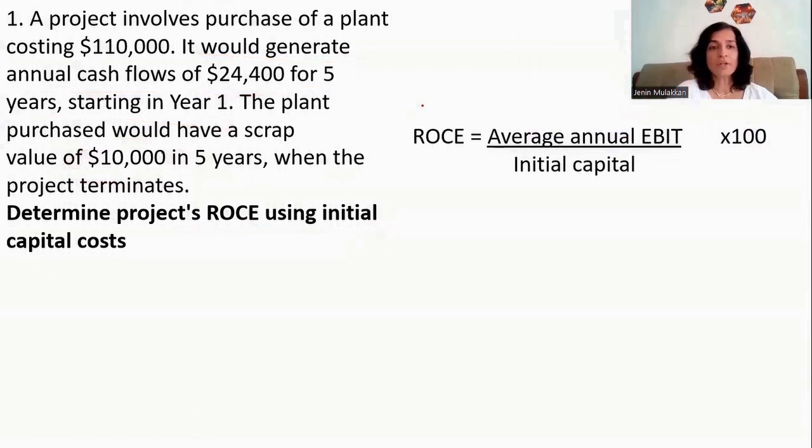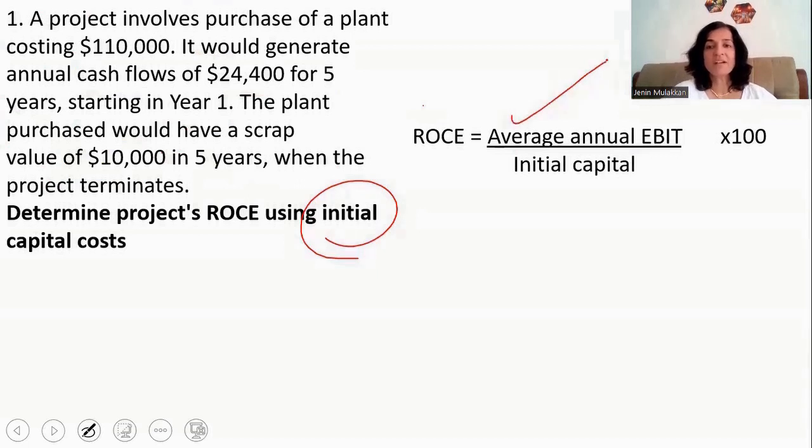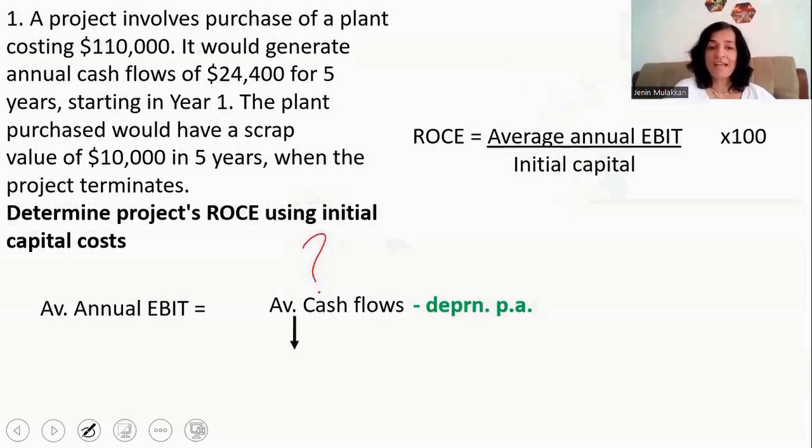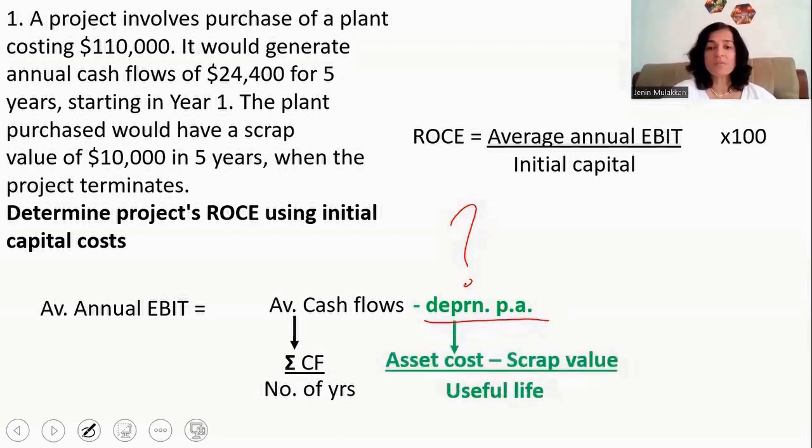So return on capital employed using the initial capital cost is given by the formula average annual EBIT divided by initial capital into 100. And what is this average annual EBIT? That is equal to the average cash flows minus the depreciation per annum. And what is this average cash flows? It is given by sigma cash flows, that is a sum of all the cash flows divided by the number of years, minus the depreciation per annum. And what is depreciation? Based on the straight line method, it is the asset cost minus the scrap value divided by the useful life. So we have got all the formulas in place.